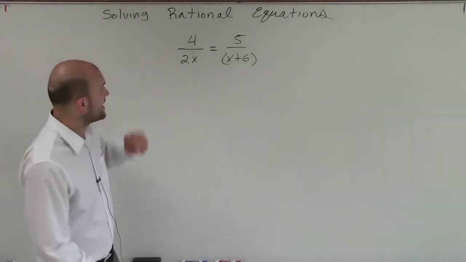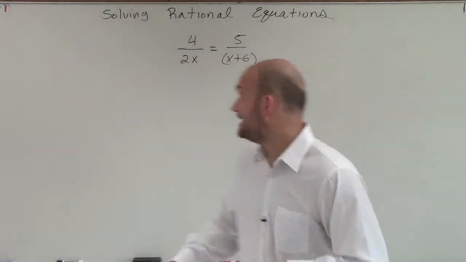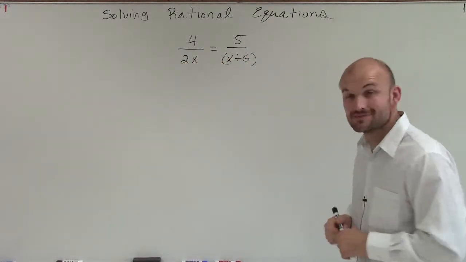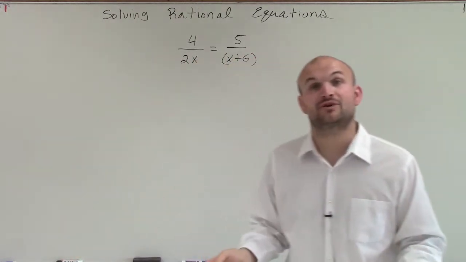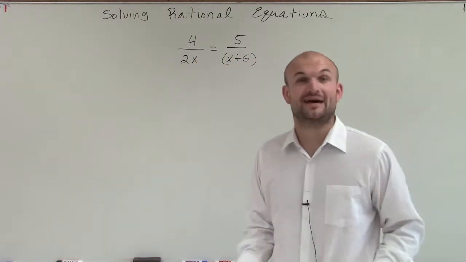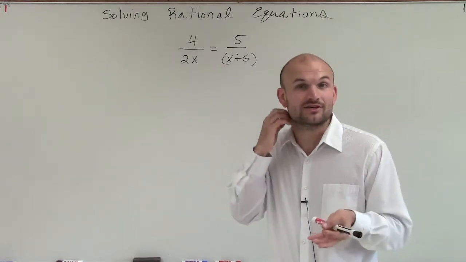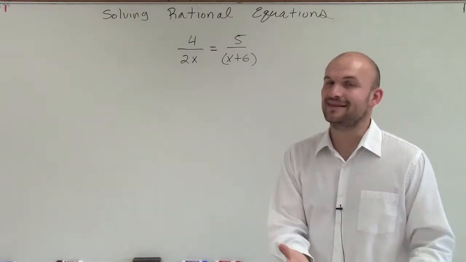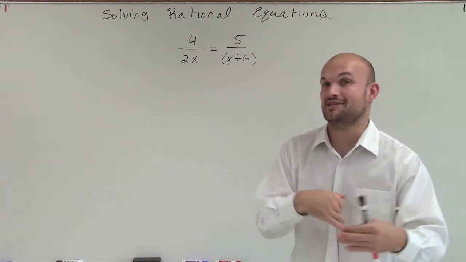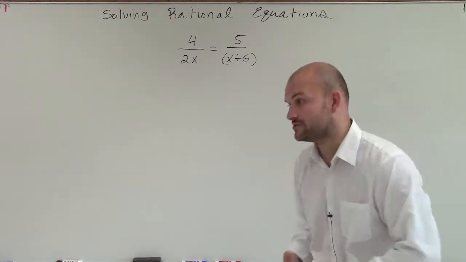Welcome. So what I have here is 4 divided by 2x equals 5 divided by x plus 6. So far, what we've talked about is that the only way to get rid of our denominators was to multiply them by the LCD. And that's exactly what we can do in this case. But I'm also going to show you a tricky term that I don't really like to introduce by its name, because a lot of students just automatically want to default to it.